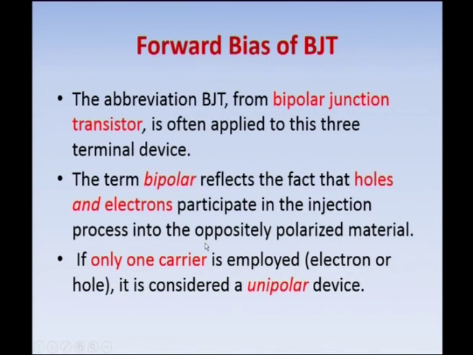So, next is forward biasing the transistor, forward bias of a BJT, which refers to bipolar junction transistor. And why is it called bipolar? Because the current is carried both by the electrons as well as by the holes. The holes as well as the electrons are part of the current in the transistor, and so it is bipolar. There is a device called unipolar in which only one carrier is employed, either the hole or the electron.